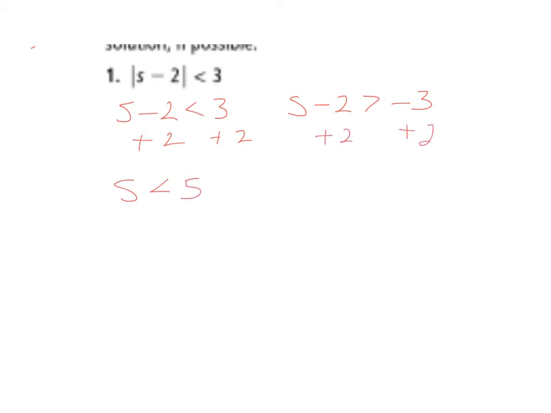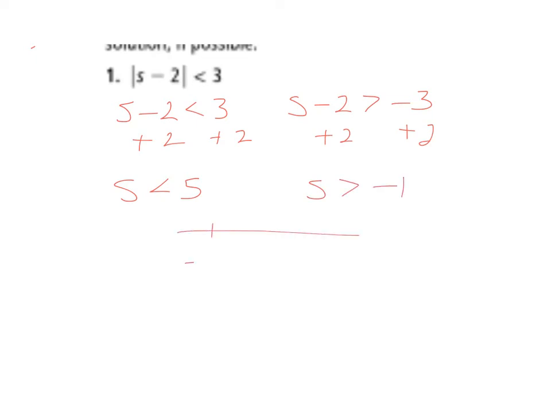First thing I want to check is, will this positive be less than 3? It certainly can be. So we're going to continue. We're going to have s minus 2 is less than 3. S minus 2 is greater than negative 3. Add 2 to both sides. I get s is less than 5. Add 2 to both sides. I get s is greater than negative 1.